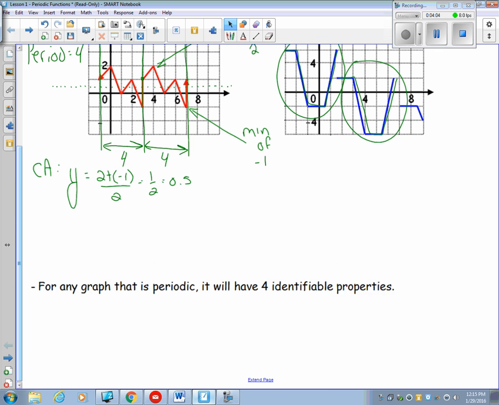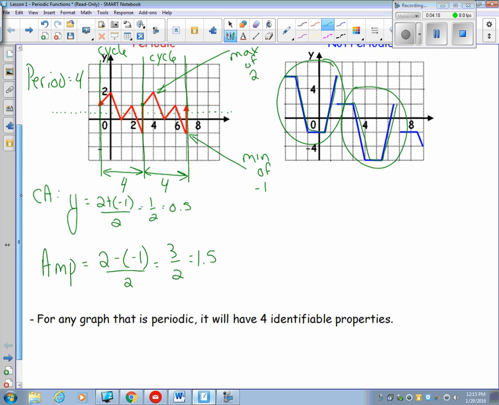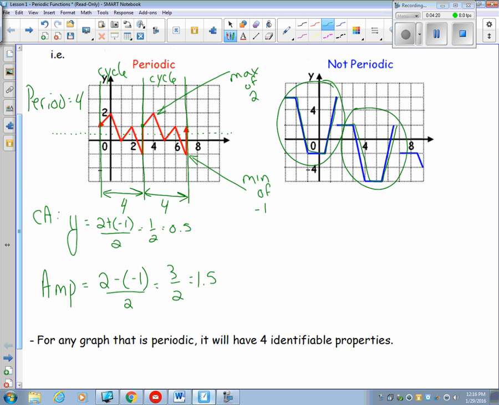Let's move this down a little bit here. My amplitude is my max minus my min this time. Careful with those negative signs in there. I get 3/2, which is 1.5. So what that's telling me is my graph never gets more than 1.5 from average.